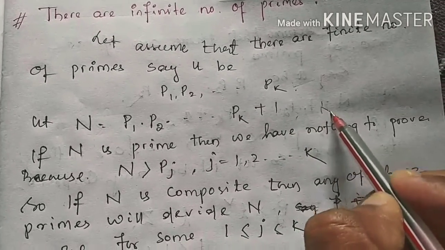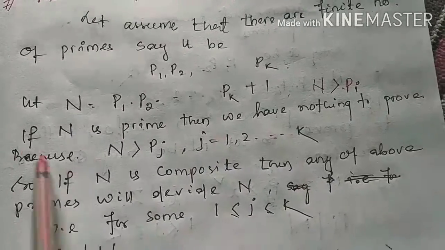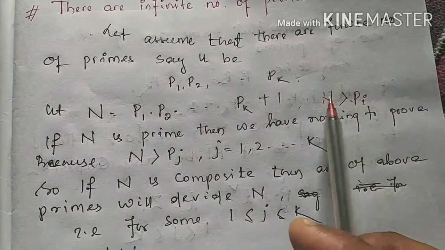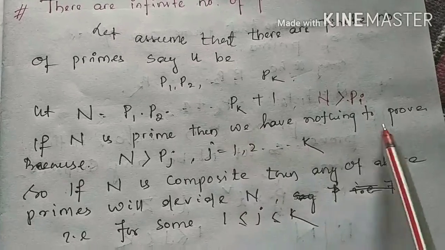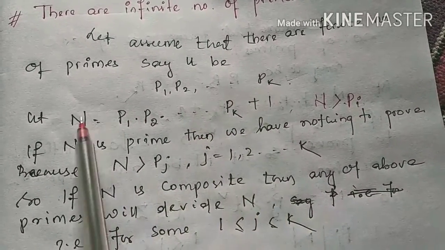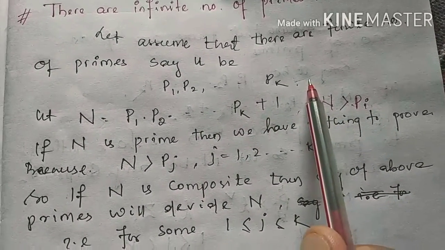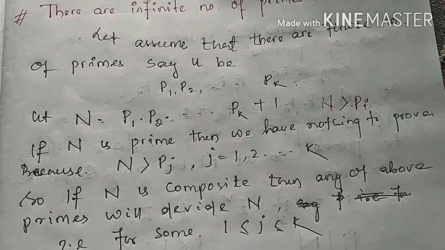which is greater than all pi. If n is a prime and greater than all of these primes, then we have nothing to prove, because this shows that there is another prime which is greater than pk. So there will be an infinite number of primes.